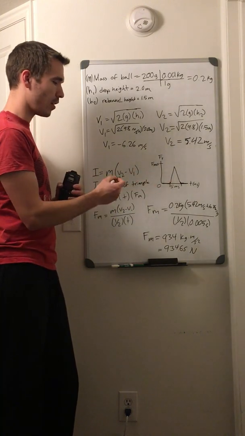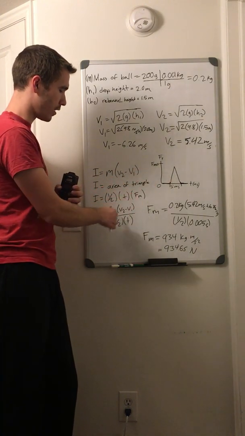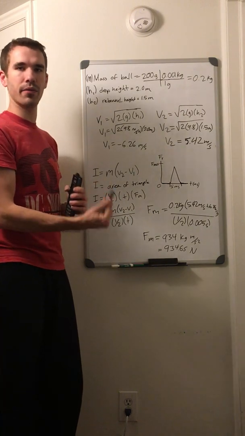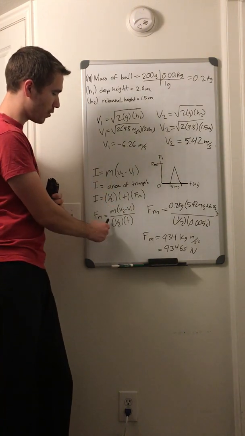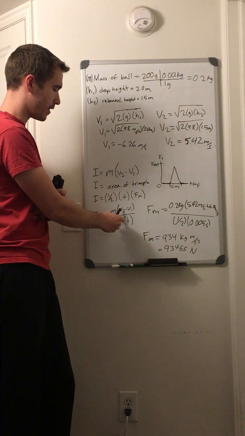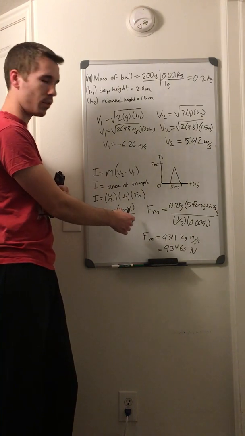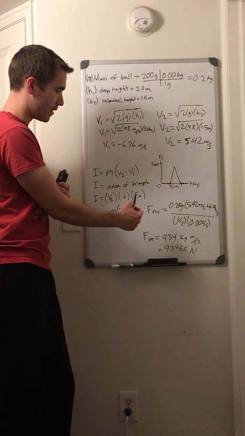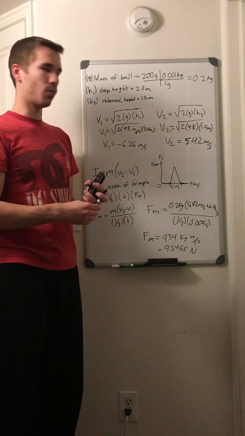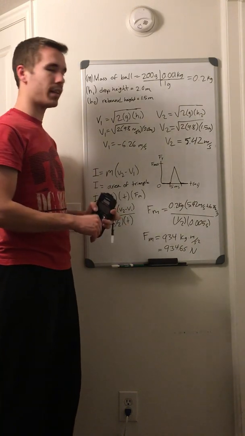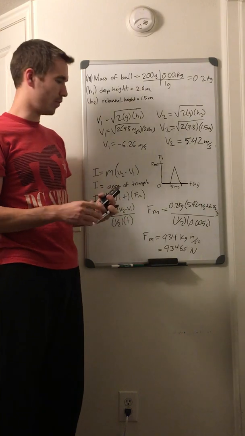And so once we set everything to solve for our maximum force, we get our maximum force equals the mass times v2 minus v1, over 1/2 times time. Once we input the information we have into this equation, we should get our maximum force.